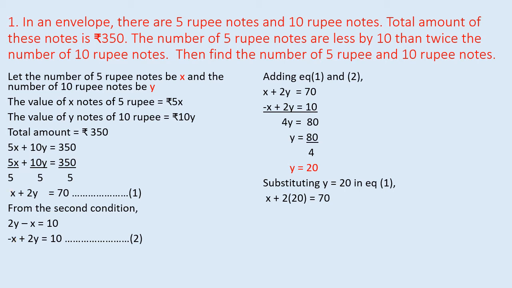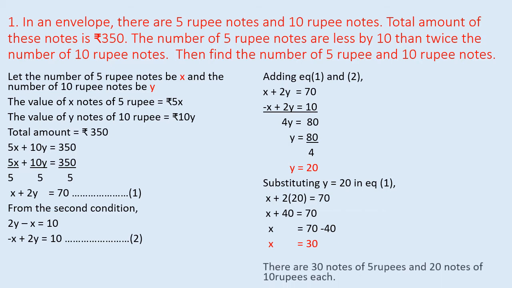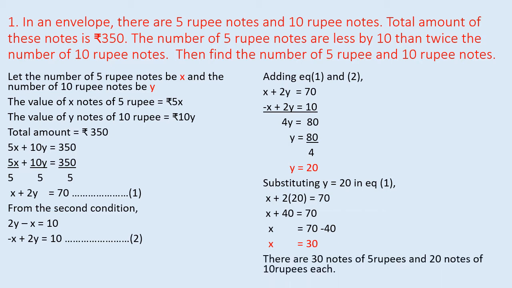So let us find out the answer. x plus 20 into 2, which will give us 40, is equal to 70. So x is equal to 70 minus 40. So x will be 30. So we will say that there are 30 notes of 5 rupees and 20 notes of 10 rupees each.